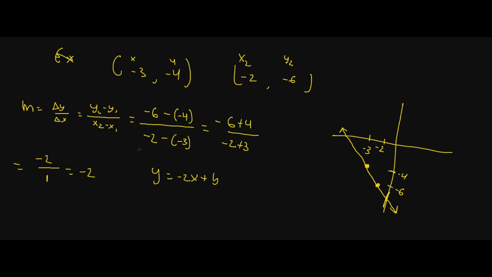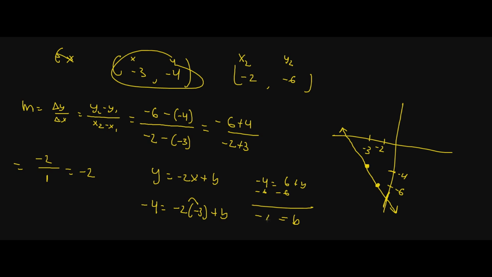I pick any of these ugly points and plug it in. I'll just choose this one here. The -4 is with the y, so I'll put it out here: -2 times -3 plus b. Now I'll go ahead and solve. We get -4 is equal to +6 plus b, because negative times a negative is a positive. We subtract 6 from both sides, and we get that b is equal to -10. And you see, it makes sense. It should be more down below, -10. So my equation for this is y equals -2x minus 10.